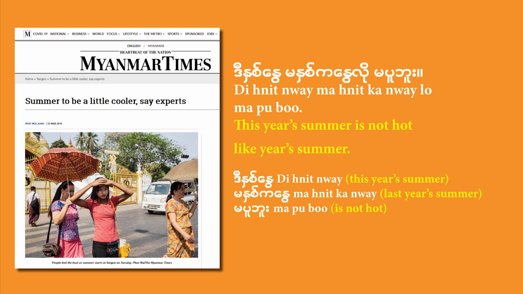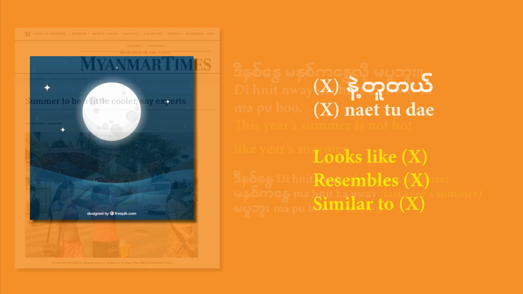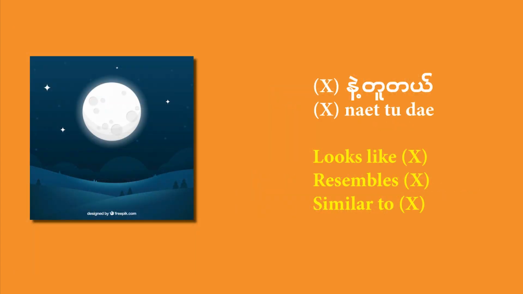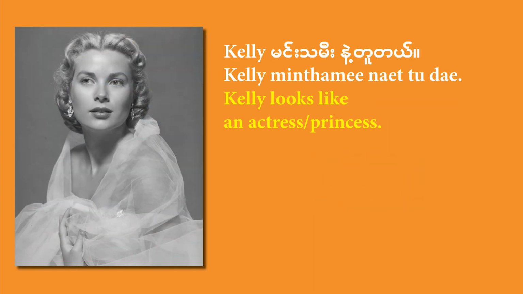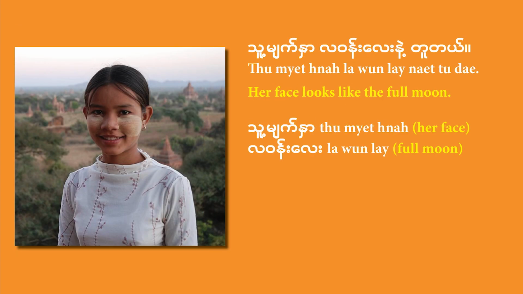The two forms that you learn in this episode include the use of two distinctly different particles. First, if you want to say X resembles Y or X looks like Y or X is almost the same as Y, then you use the particle ne, as in Kelly Mindami ne dude. Kelly looks like an actress or Kelly resembles an actress. Or Thumyana La Wonle ne dude. Her face is like the full moon. Her face resembles the full moon. In those cases, you use the particle ne.